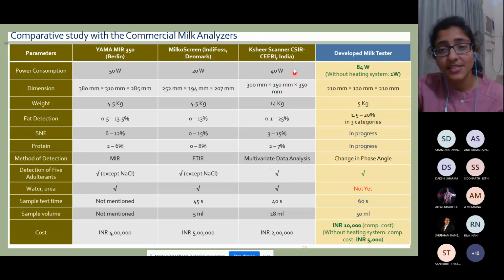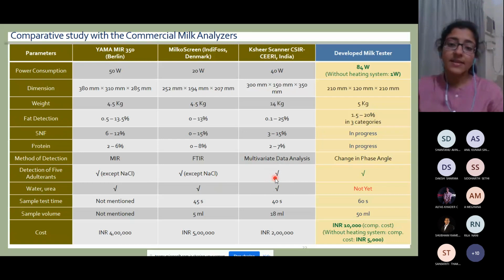And oh sorry, this is the CSIR series, the sheet scanner, but they don't have that product in the market. So they are claiming that they are able to detect the NaCl, and our instrument can also detect the NaCl. Then water, urea, we are not yet detecting those things. And then what is the sample test time? So these are the complete specifications for any instrument.